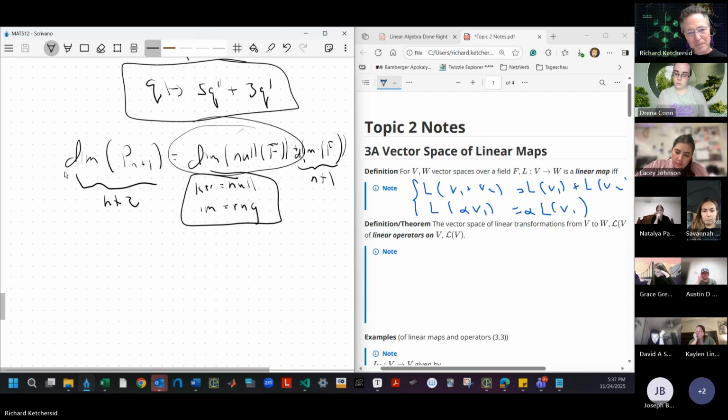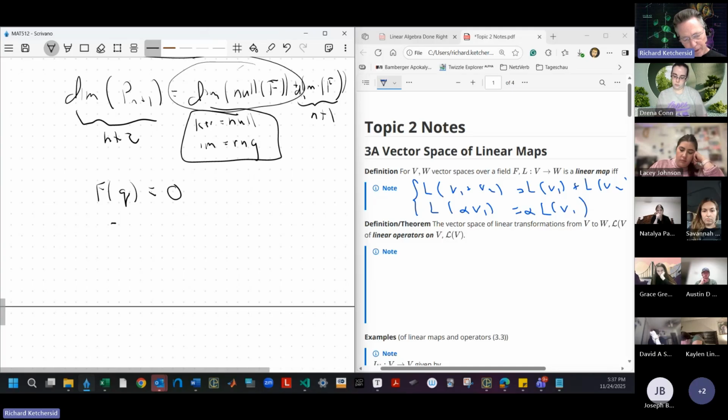Okay, so that's what we're going to do. We're just going to see what the null space of F is. So for what Q is it the case that F of Q is 0, those things that get mapped to 0? Now we do have a little bit of calculus to do. So this says 5Q double prime plus Q prime equals 0. I mean, this is a high school calculus problem now, right?